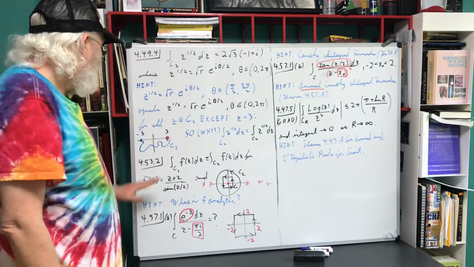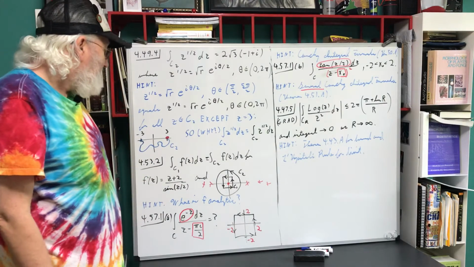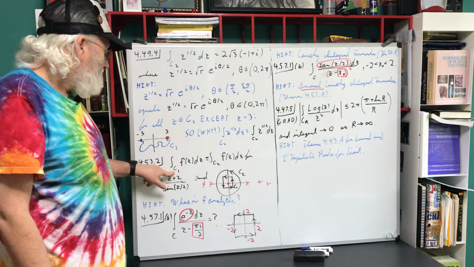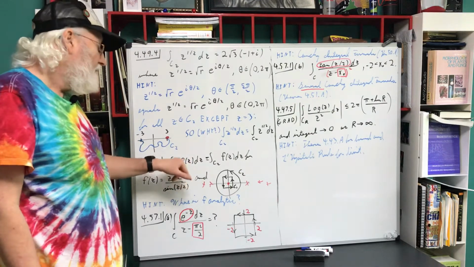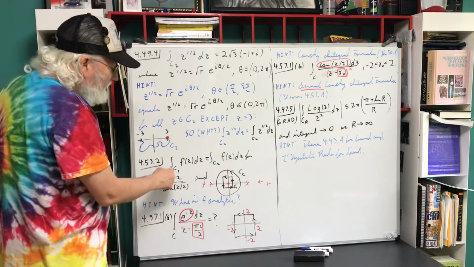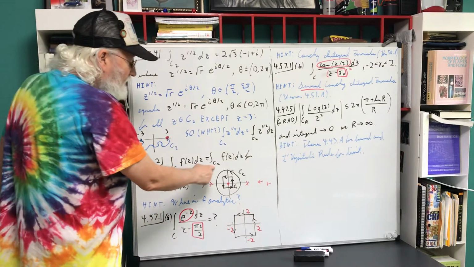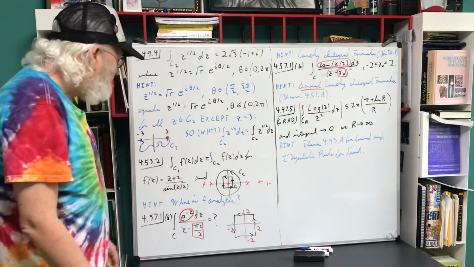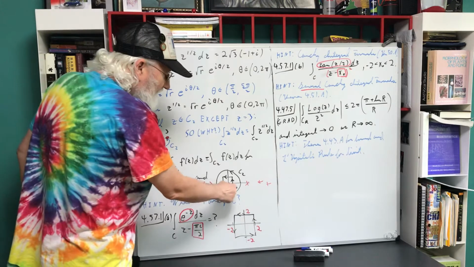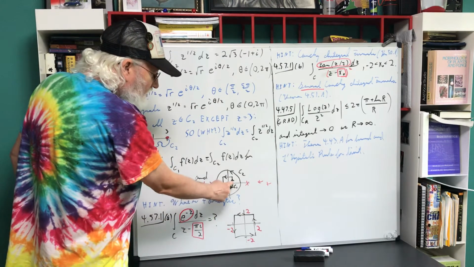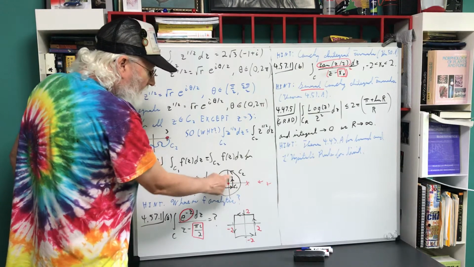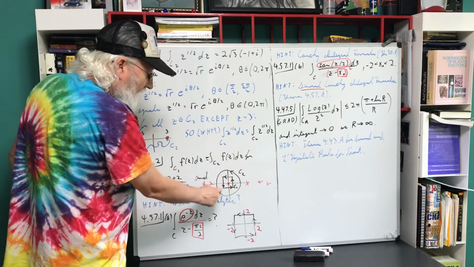Okay. 53.2 says, integrate around c1 f of z. Well, they don't ask you to integrate, they ask you to show that the integral around c1 of f is equal to the integral around c2 of f, where c1 is a little 2 by 2 square. We've gone over to x equals 1, and then up to y equals 1, and over and down, and so forth.